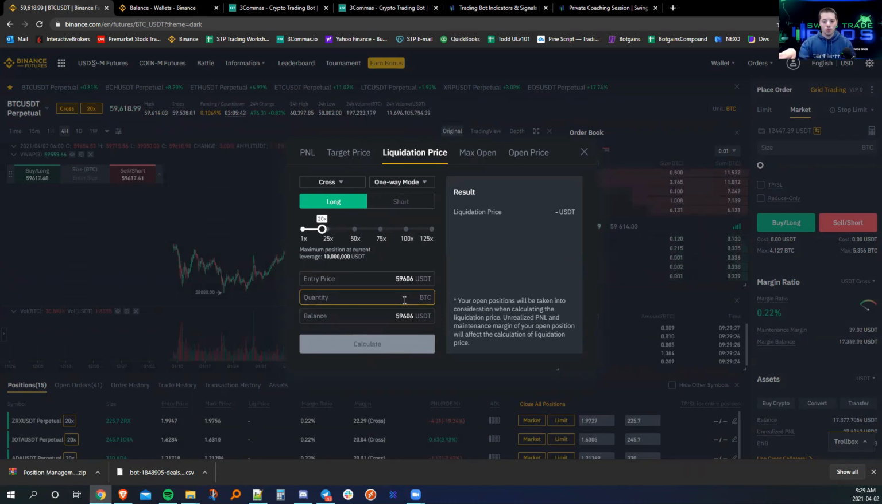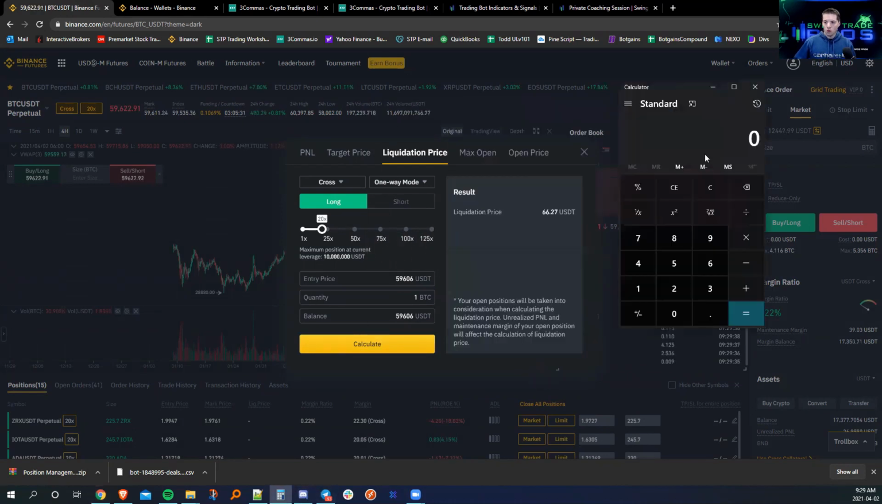Now, if I were to go on 1x, that would be 1 BTC. This is super easy to calculate. So liquidation price is very low. That is not quite your 100 divided by 1. That's not 100%.